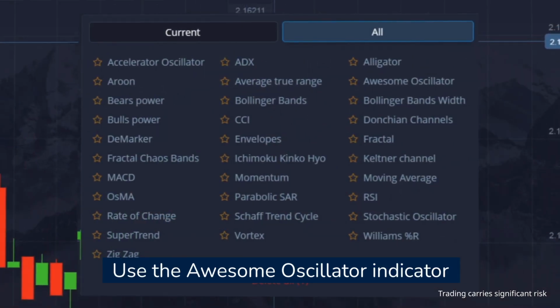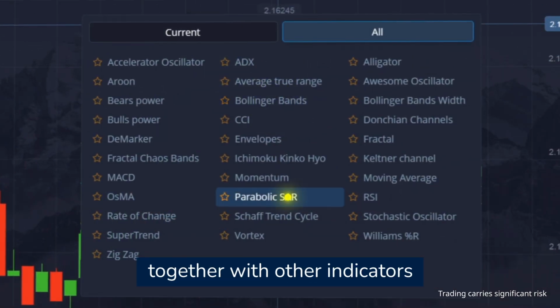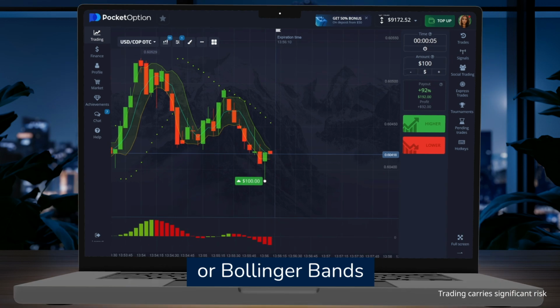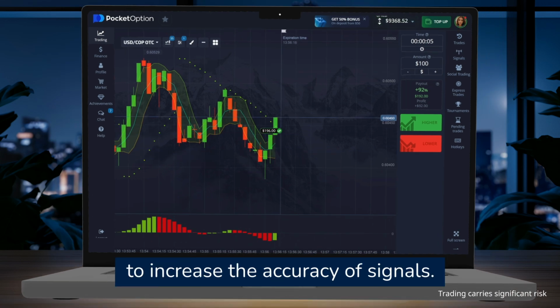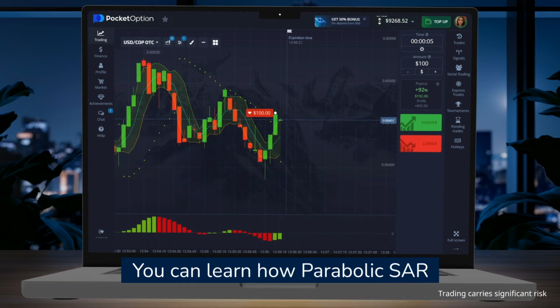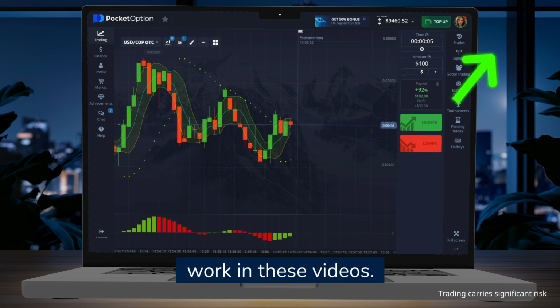Use the Awesome Oscillator indicator together with other indicators such as Parabolic SAR or Bollinger Bands to increase the accuracy of signals. You can learn how Parabolic SAR or Bollinger Bands indicators work in these videos.